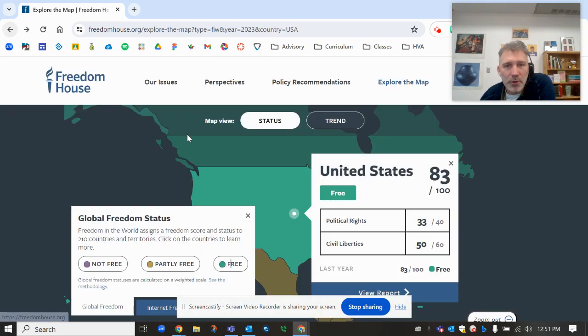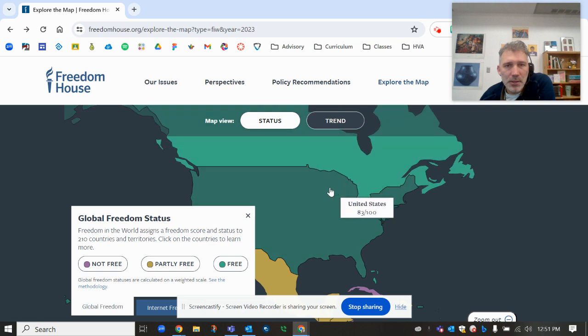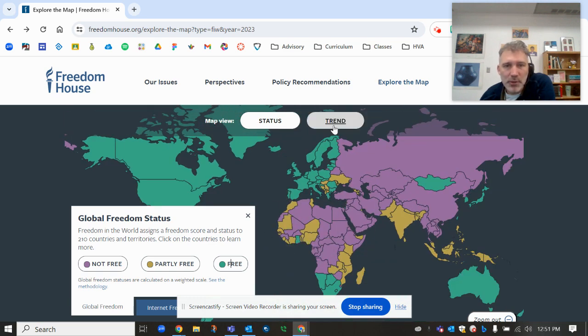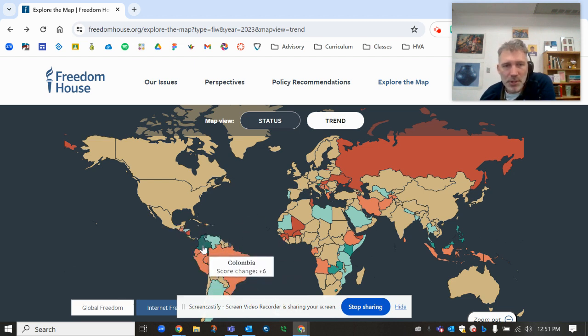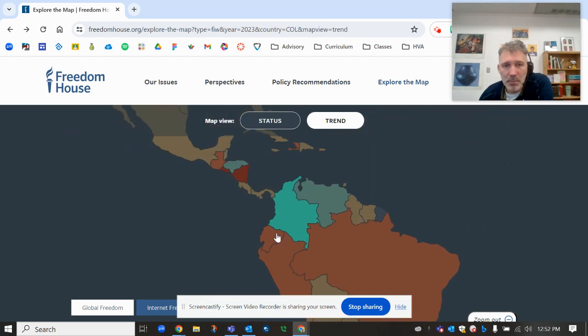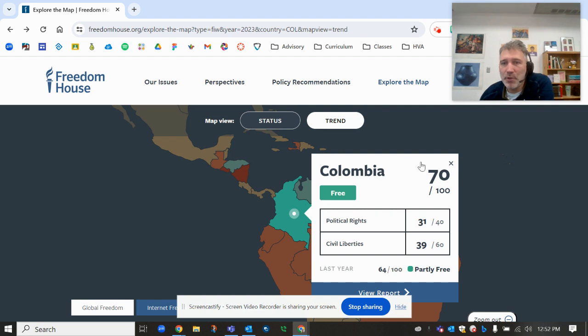Back to the map, however, in addition to zooming in on individual countries, you can also look at the trend, which shows you the global trend is moving towards less freedom, which is kind of crazy. Any of these reddish colors are countries that in recent years are moving away from democracy. You only have a couple of countries here that are moving more towards democracy: Colombia, Zambia, Kenya. Your job is to explore this. Maybe you're interested in why Colombia has a +6. It's moving more towards freedom.